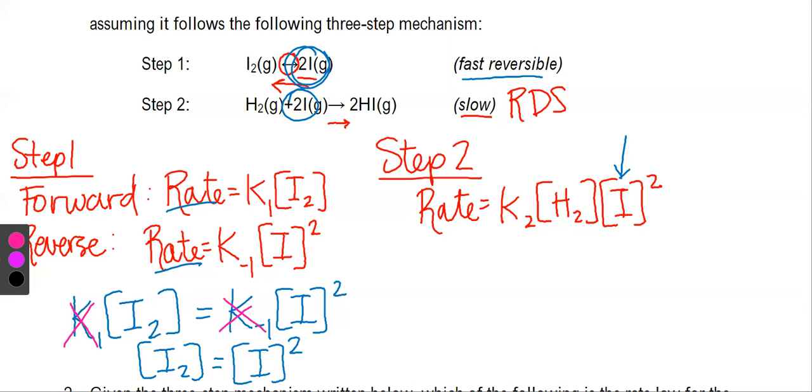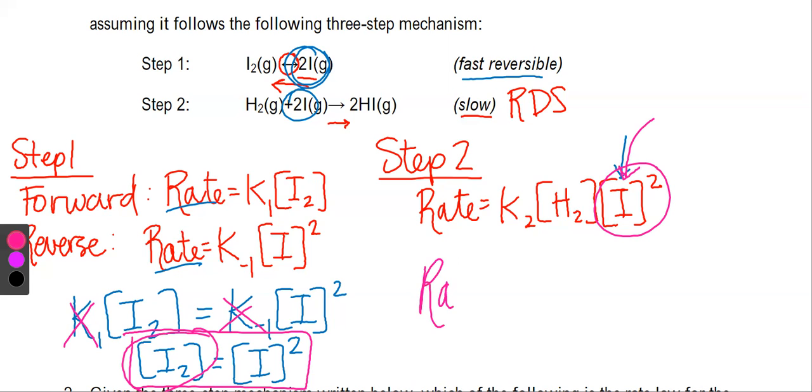So this right here will help us replace this part right here in the step 2 rate law, so that we can then get the overall rate law for the reaction, where it says the I squared, we're going to replace that with the I2. Okay. This is all getting confusing.